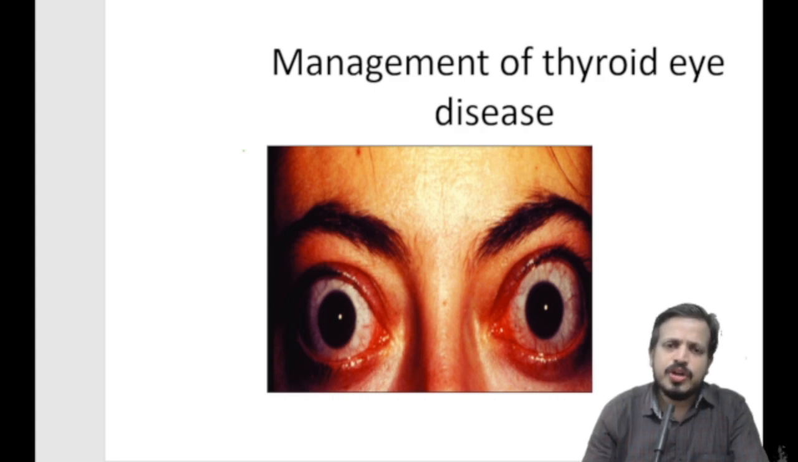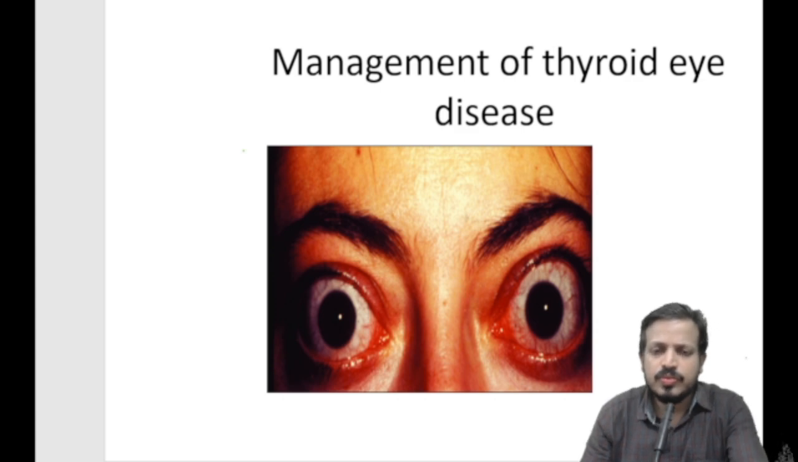Hi friends, today we'll discuss the topic management of thyroid eye disease. It remains challenging for all clinicians for evaluation and management of thyroid eye disease. Today we'll discuss the management guidelines as per recent American Thyroid Association and European Thyroid Association guidelines.